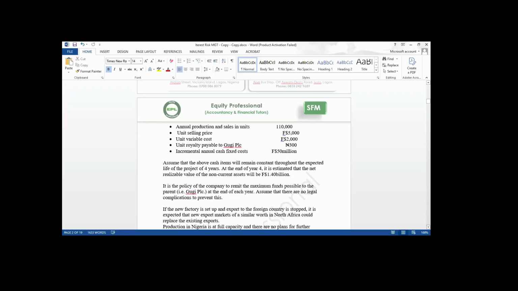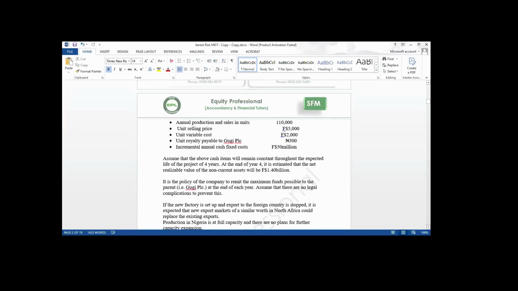Incremental annual cash cost, $50 million. Assume that the above cash items will remain constant throughout the expected life of the project of 4 years. The project is for 4 years.